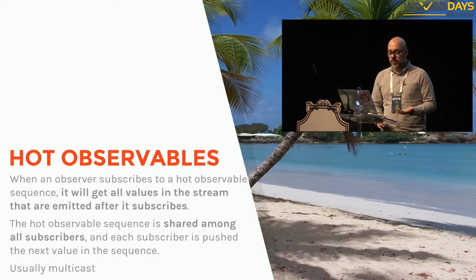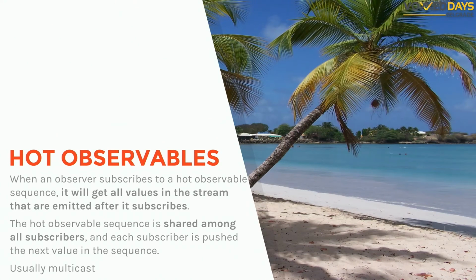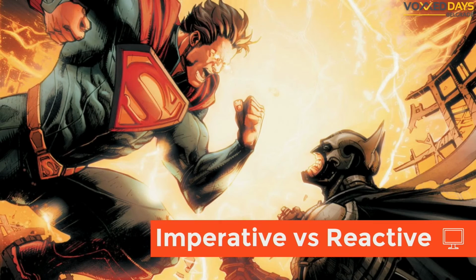Instead, the hot observable is multicast. In that case, the producer is outside the observable and is spread across multiple observers. So in this case, I have different observers that are listening to the same observable. Which is the main difference between them?